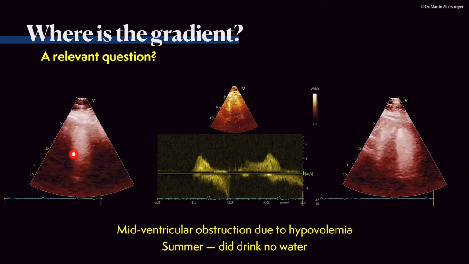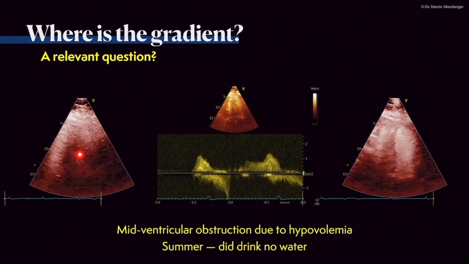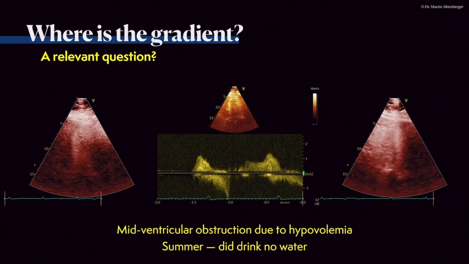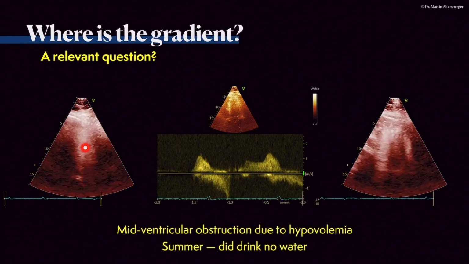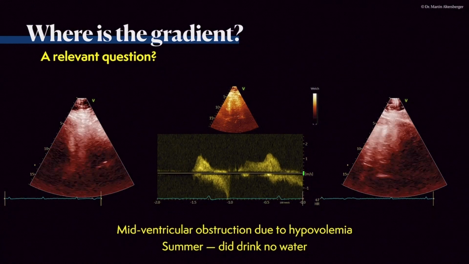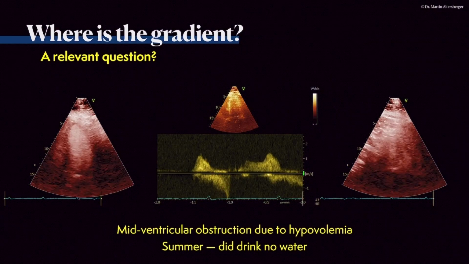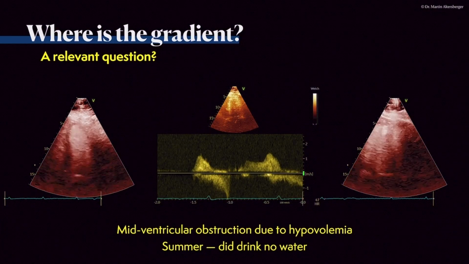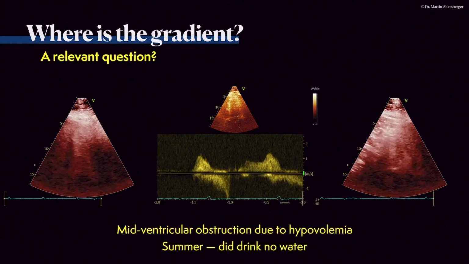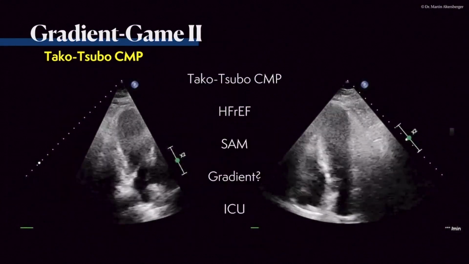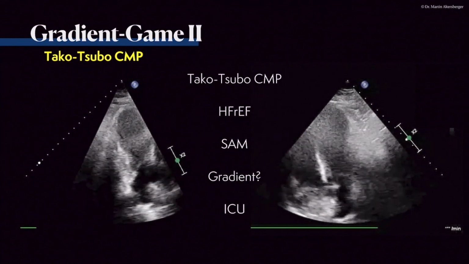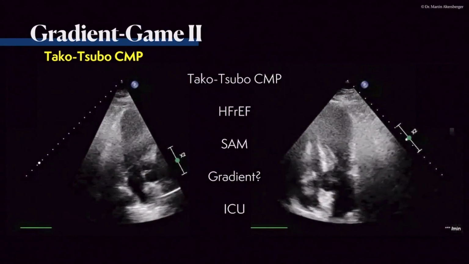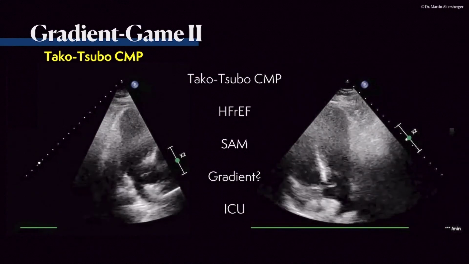There's a little bit of a bundle branch block, so the heart is not contracting entirely normally. Not all walls of the heart are contracting at the same time, so you see a little bit of this rocking motion. You see here again the continuous wave Doppler where you see this gradient again. And in this two-chamber view, you even see more clearly this mid-ventricular obstruction due to hypovolemia. It was summer, the patient did not drink a lot of water, so a case of hypovolemia. And the gradient is in the area of the mid-ventricle, so not in the LVOT.